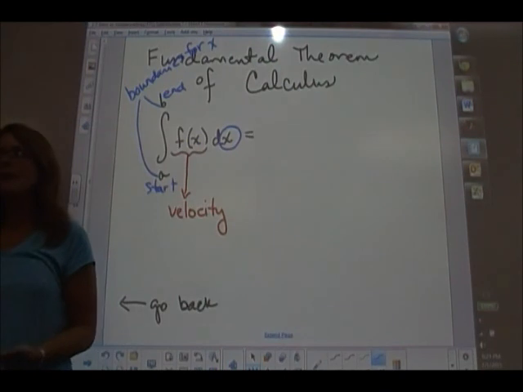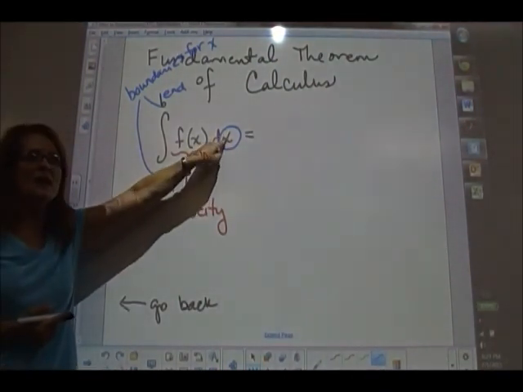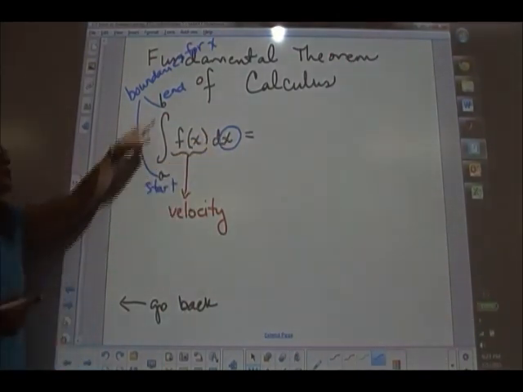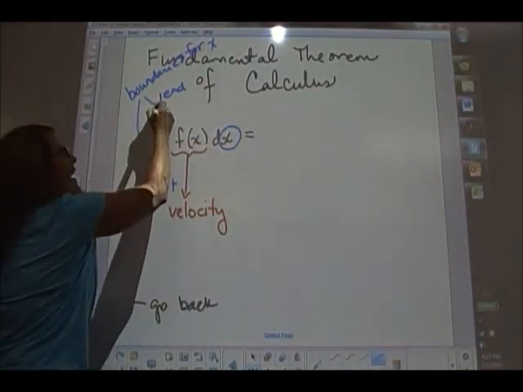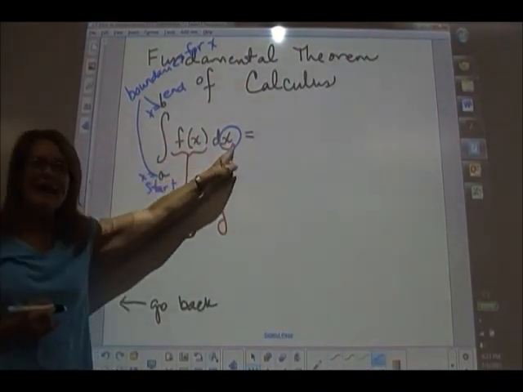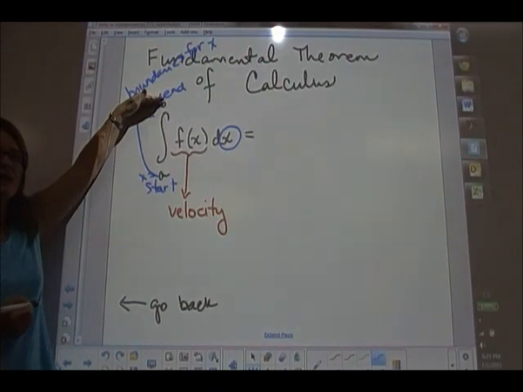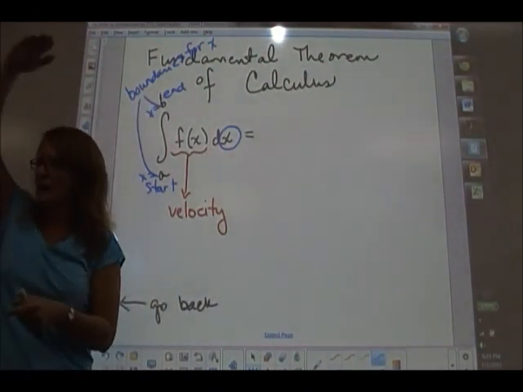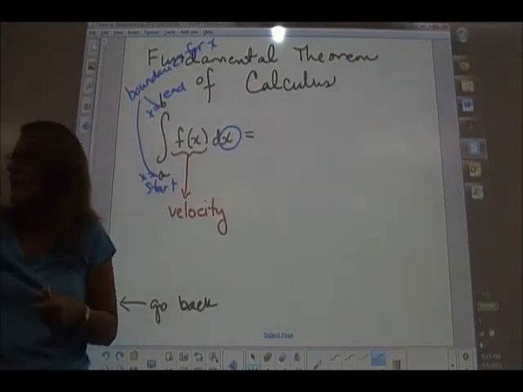You could always integrate with respect to y as well. But this letter right here, the d letter, tells you that these two values are x values. If it said dy, then these would be y values. And you would have a bottommost boundary and a topmost boundary, y and y.